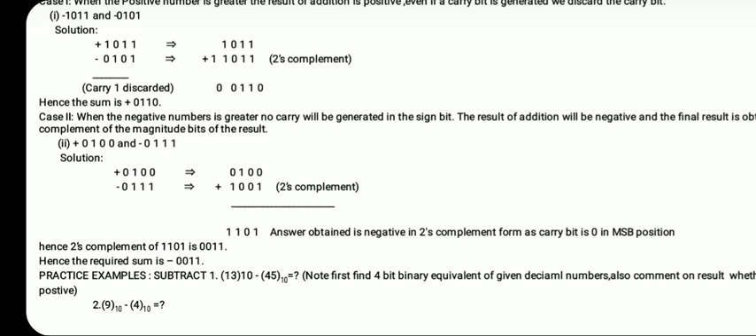Clear? Now what to do? Add the numbers: 1 plus 1 becomes 0, carry will be 1. So now the carry is 1. In the next position, how many bits do you have? 3 bits, 3 ones, 1 plus 1 plus 1. So it becomes 1, with sum 1 and carry 1, since it is a 3-bit addition of ones. That carry will go to the next position.